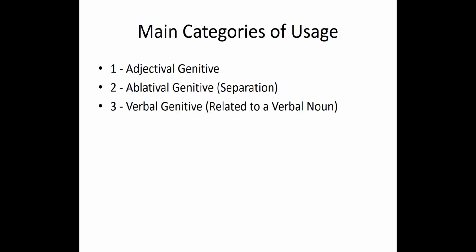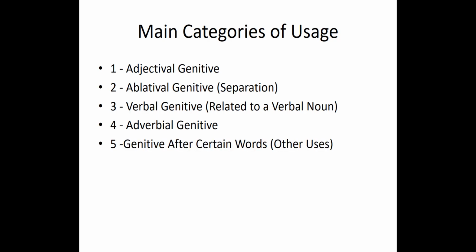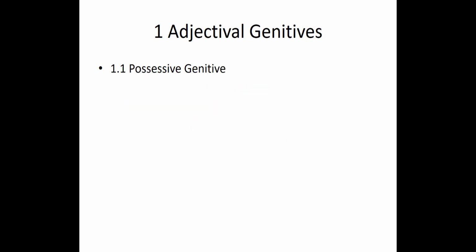We'll also see some genitives that are related to a verbal noun. This one is going to be extremely important. Put a big giant star by this one when we're dealing with genitives related to a verbal noun. Some genitives can function in an adverbial sense. We'll see that. And then there are what some syntax volumes would call other uses of the genitive, and some would say this is genitive after certain words. What we're going to talk about here is genitive direct objects and genitive objects of prepositions, that sort of thing. So let's go ahead and begin with adjectival genitives.